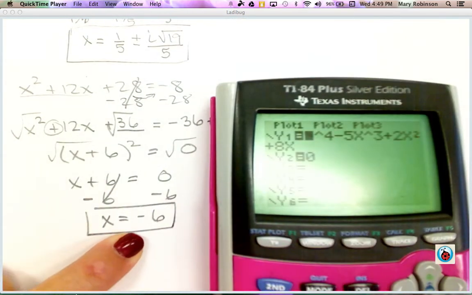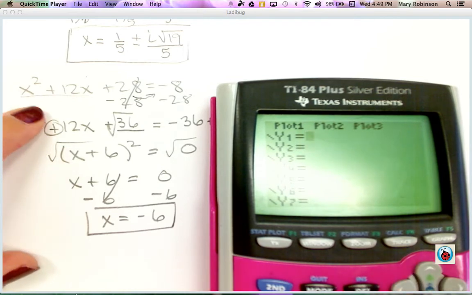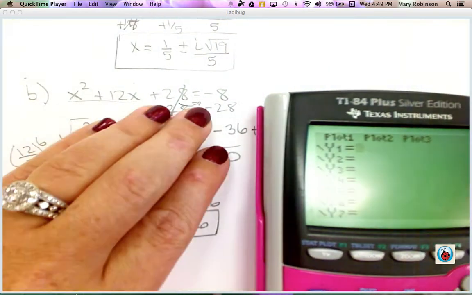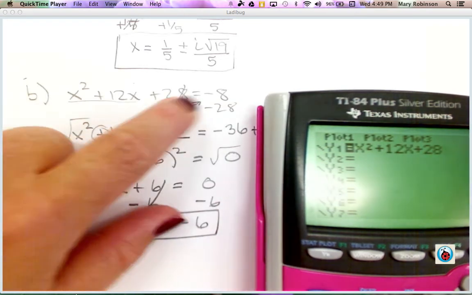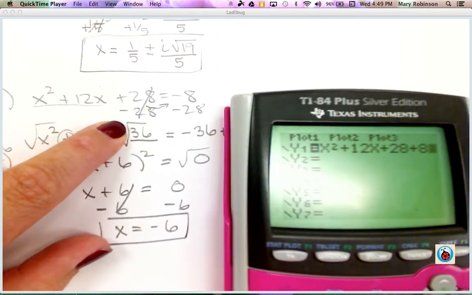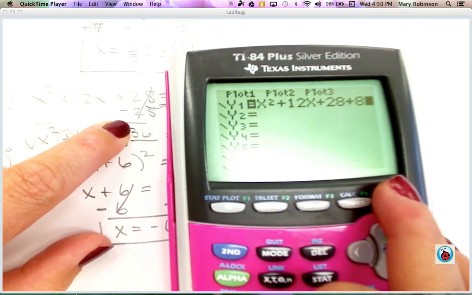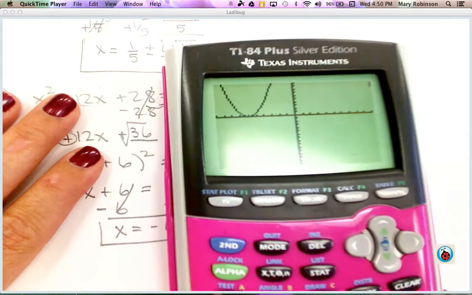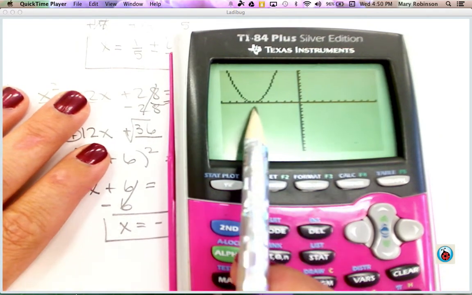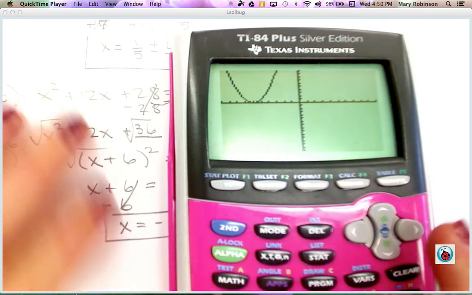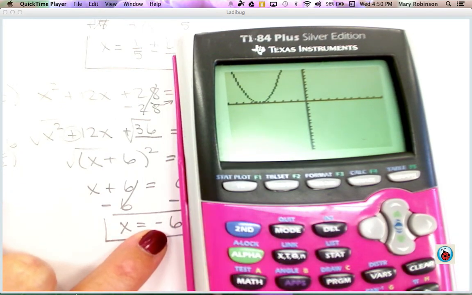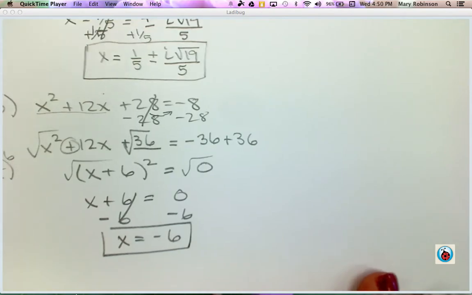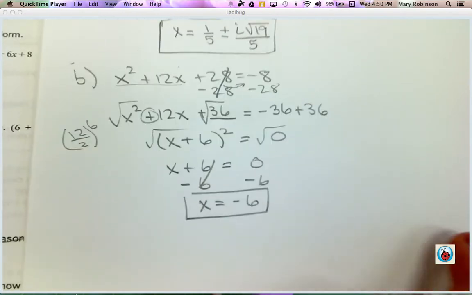What that means is if I were to graph my function here as set equal to 0, so that would be x squared plus 12x. We can keep the plus 28, but make sure we add the 8 over to set it equal to 0. That if I graph it, it only touches the x-axis one time, and it touches at negative 6. So whenever you get one solution, that means you only have one zero, and there it is, negative 6. It only touches once. All right, so that's how to solve using completing the square.